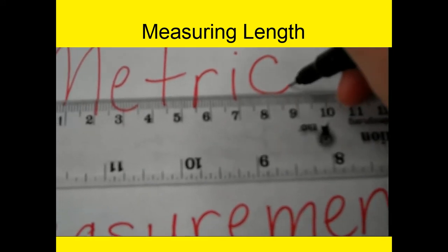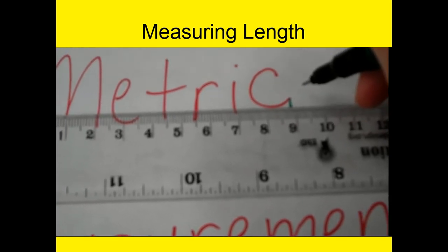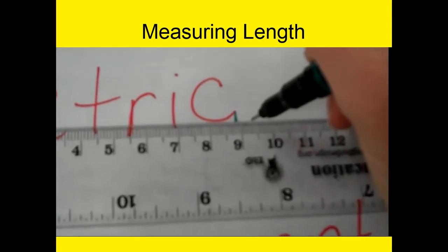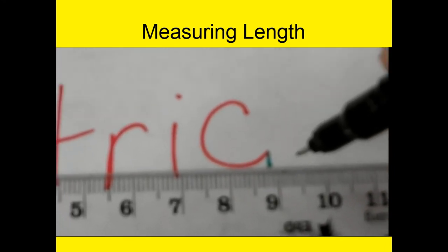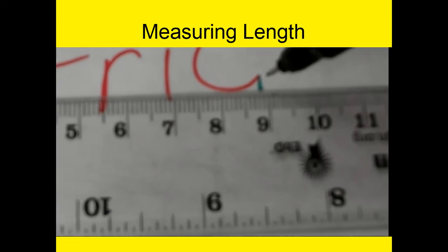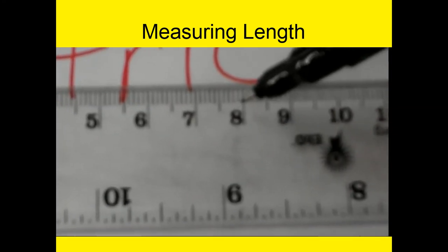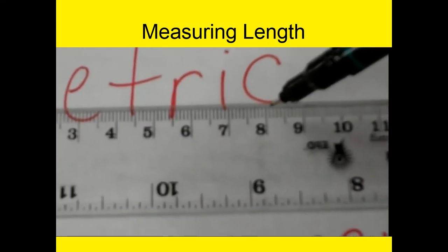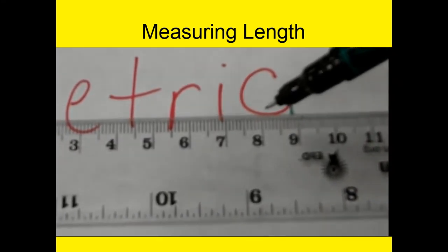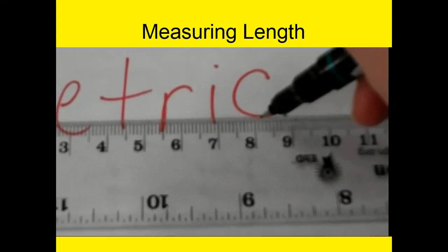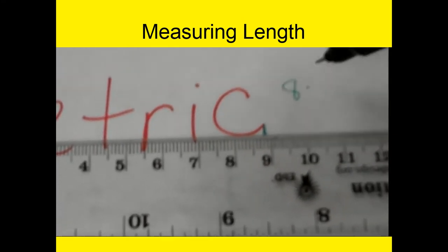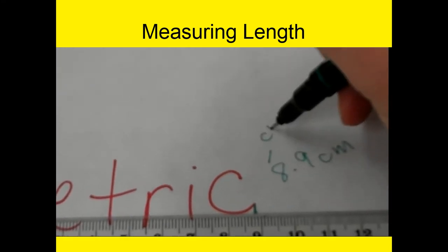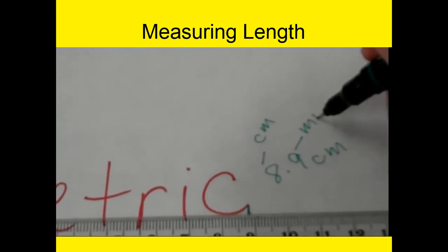So I can see here, if I draw a line straight down from the letter C, I can see that it's not quite to the very end of 9 centimeters. So what I need to do is take a look at, okay, I have 8 whole centimeters, and now I need to look at how many millimeters. The centimeters are marked by the long lines, and the millimeters are marked by the short lines. So if I add these up, I have 8.9 centimeters. Remember, 8 is the number of centimeters I had, 9 is the number of millimeters I had.